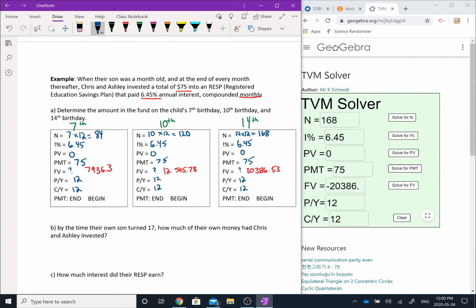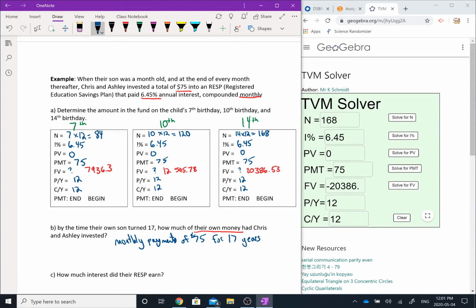So what we're going to do now in B, we want to know by the time their son turns 17, how much of their own money had Chris and Ashley invested. So this is a key thing here, their own money. And this is where the payment comes into play again as well, because they're making monthly payments of $75, and they're doing that for 17 years.